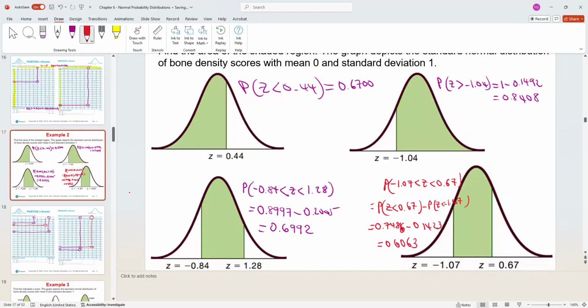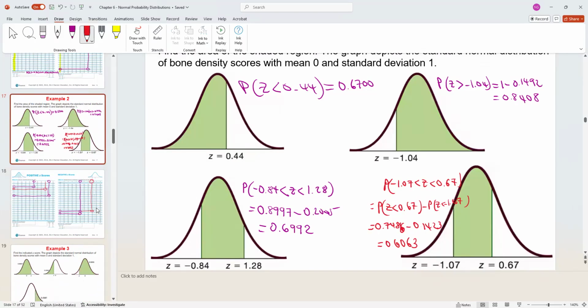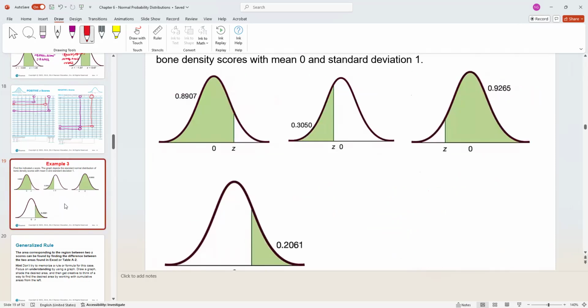If you use your calculator or Excel, probably the decimal digits might be a little bit different, but at the end, the first two digits will definitely be exactly the same. Even the first three decimal digits, maybe the fourth one would be different. All right.